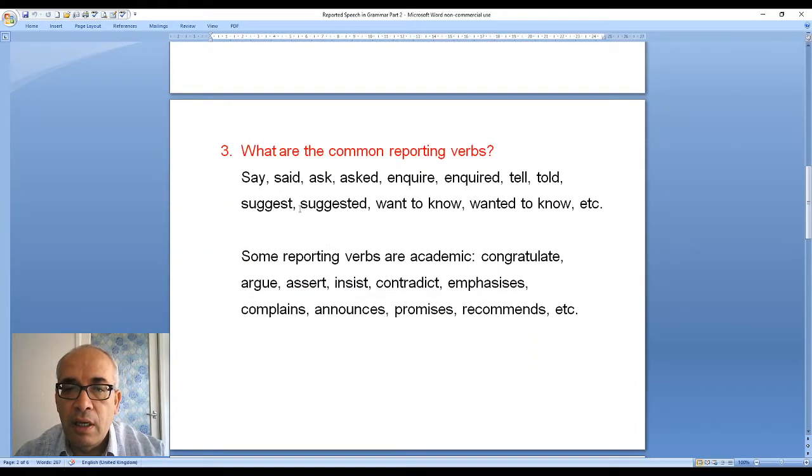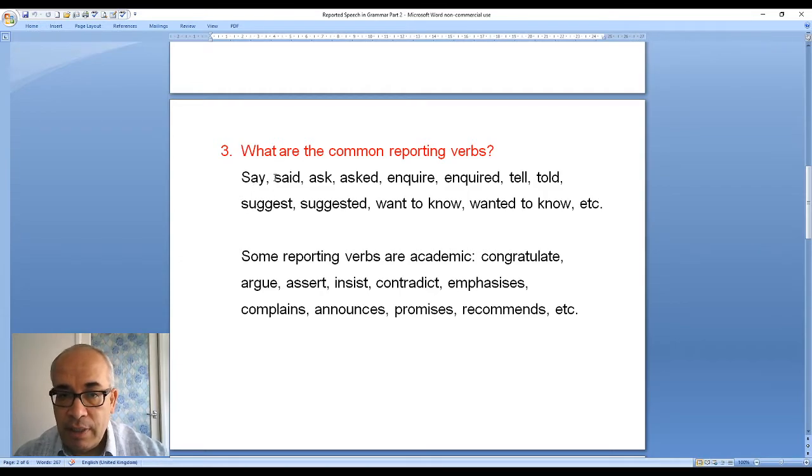Question 3. What are the common reporting verbs? Now, when we report what someone said or we report what people said, we have to remember we are reporting the meaning. All the time, think about meaning. If you are going to report what someone said, think about the meaning all the time, because language is about meaning. So these are the verbs, of course, say and said.